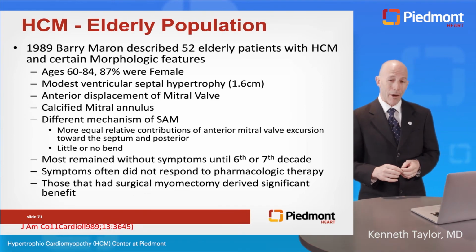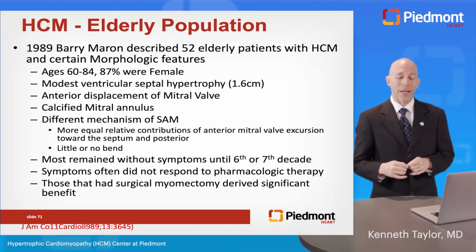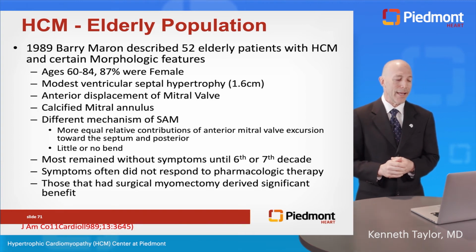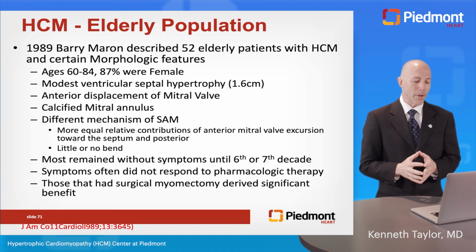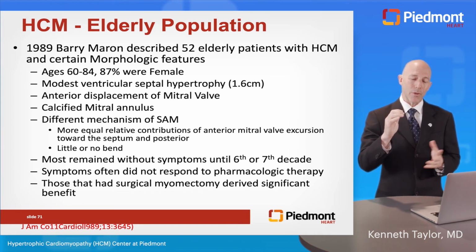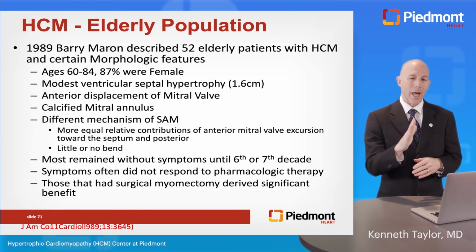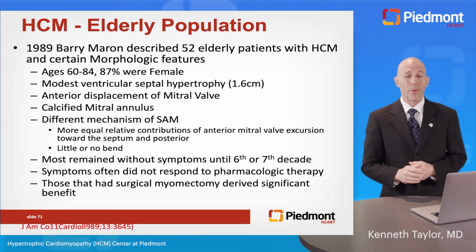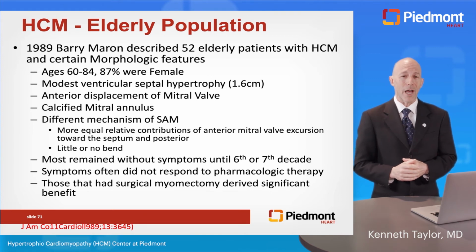In 1989, Barry Maron described 52 elderly patients with this disorder that had a different morphological feature. They were mostly female. They had modest hypertrophy. They had been relatively well compensated until their sixth or seventh decades. They typically had a calcified annulus, and they had a slightly different mechanism of their systolic anterior motion of the mitral valve. As opposed to that kind of classic bending that we saw in the earlier echoes, the entire mitral apparatus kind of moves towards the septum and contributes to obstruction. And what he found was that these patients did not do well with medical therapy, and those that did get operated on did much better.